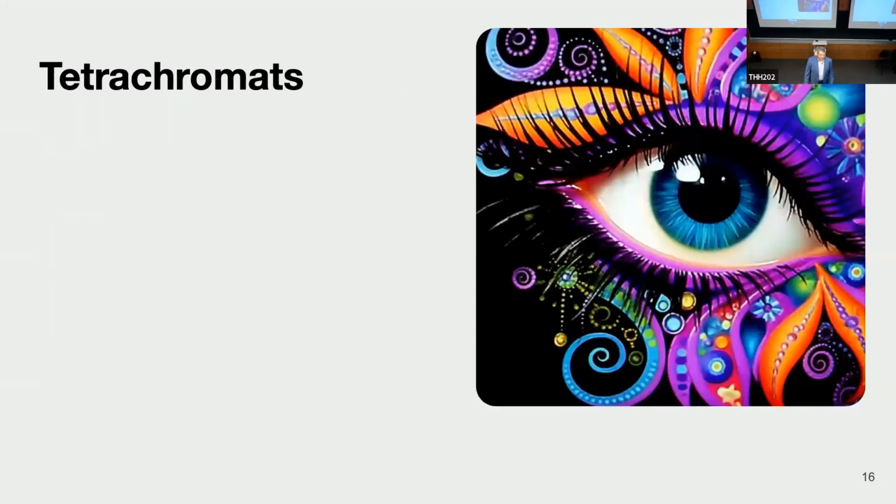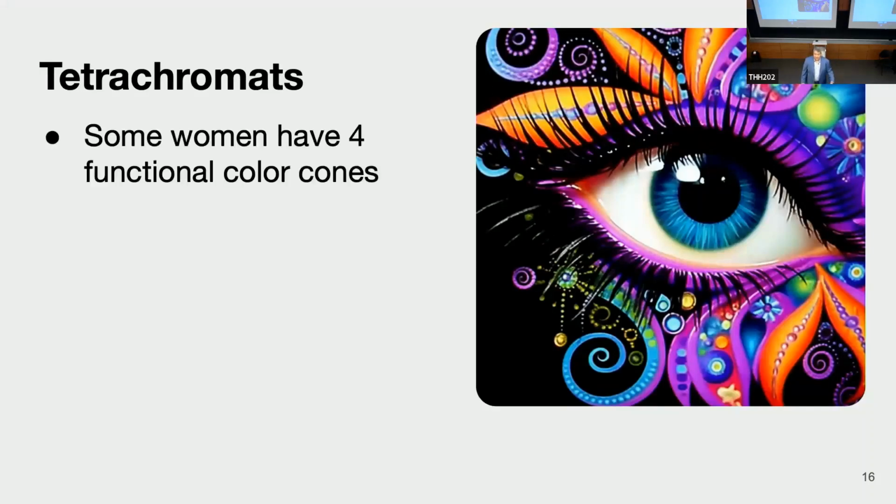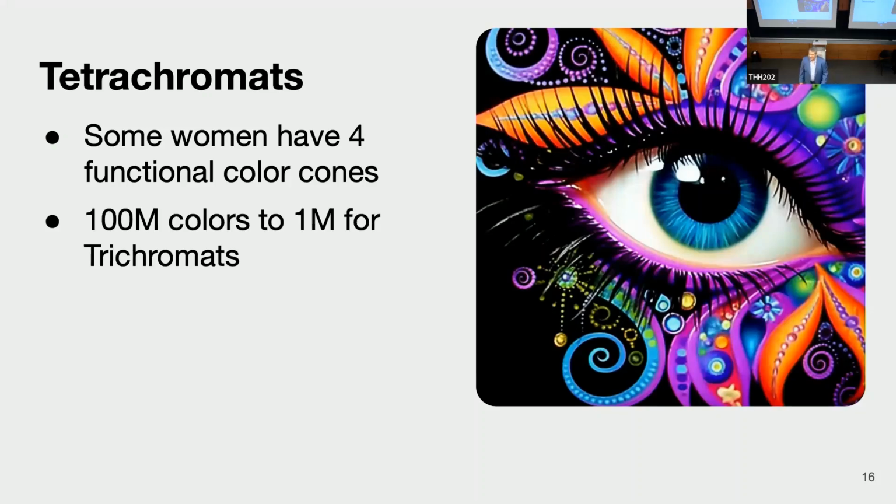But what's interesting is there's something called tetrachromats. In that case, you have some biological women that have 4 functional color cones, and they actually can see 100 million colors, which is incredible. The rest of us can only see 1 million. Does anybody feel like they see a lot of colors and they feel a little bit frustrated that the movies, the computer screens are very bland? Anybody here? All right, why don't we call on you? Describe your experience.